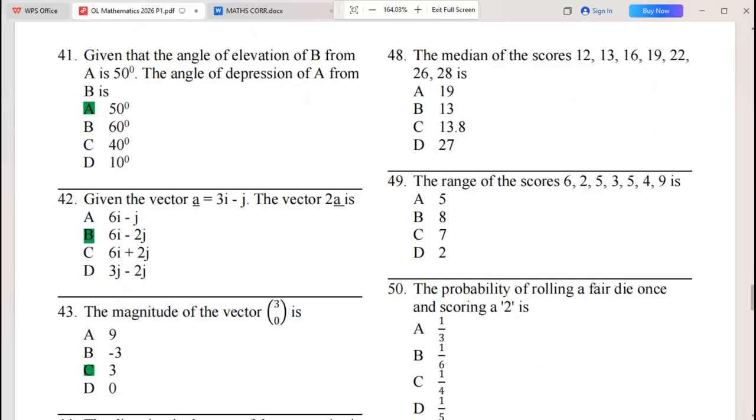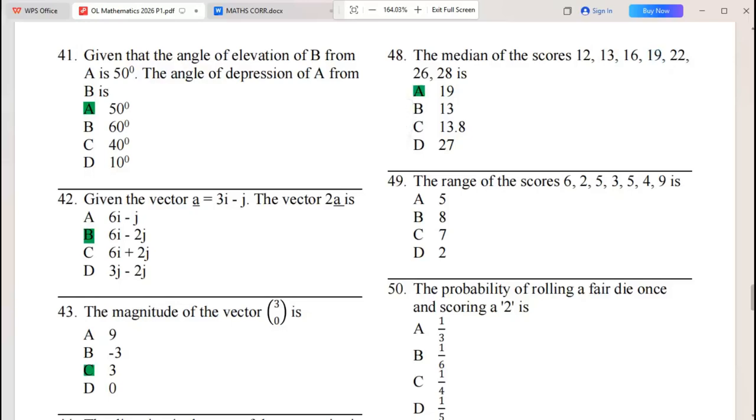Question 48. The median of the scores 12, 13, 16, 19, 22, 26, 28 is. The median is talking about the value in the middle of the collection of data after you have arranged it in ascending or descending order. Looking at this, it has already been arranged in ascending order, so we don't need to do any arrangement. We just have to find the middle value. Now counting them, we have 1, 2, 3, 4, 5, 6, 7 digits. So the value in the middle is going to be the 4th digit. Counting the first, second, third, and fourth, which is 19. 19 is in the middle because we have 3 digits before and 3 digits after. So this is the middle digit, and it is the median, which is A.